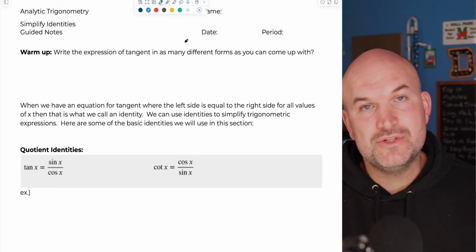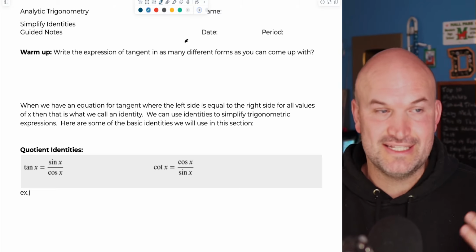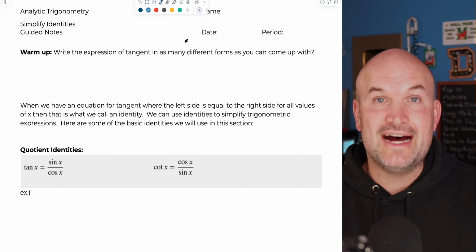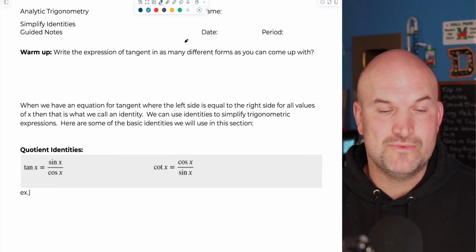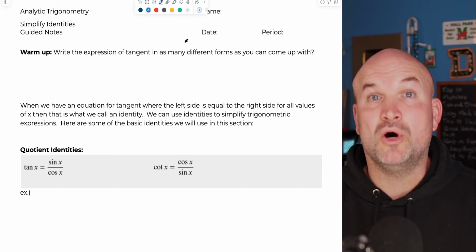In this lesson, we are going to cover simplifying identities. This is a complete lesson on me teaching simplifying identities. We're going to have notes as well as multiple examples.